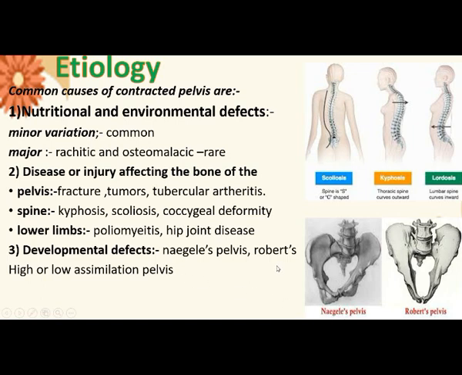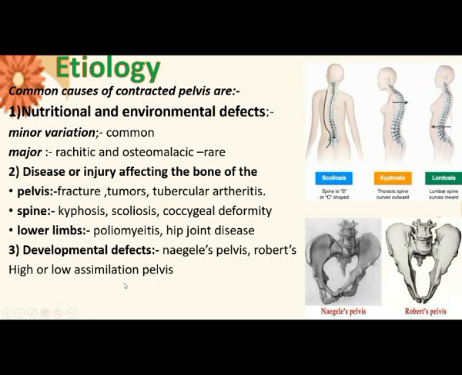Next is Robert's pelvis. In the Robert's pelvis, it is transversely contracted. In Naegele's pelvis, it is obliquely contracted, but in the Robert's pelvis, it is transversely contracted. And this is an extremely rare abnormality, the Robert's pelvis. And high or low assimilation pelvis.